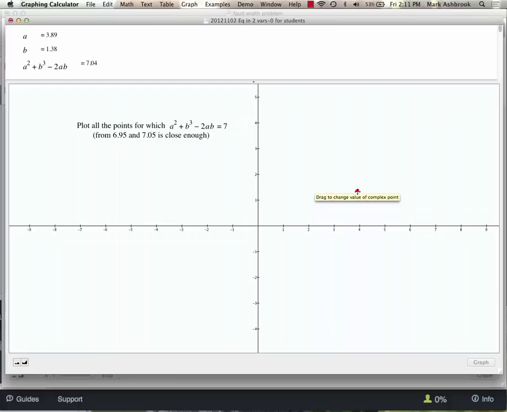The goal here is to plot as many points as you can, as quickly as you can find them, such that that expression is very close to 7. Does the math make sense? So whatever method you can use to plot as many points as you can find. Our goal is to plot all of them. Try to plot all of them on your white paper.